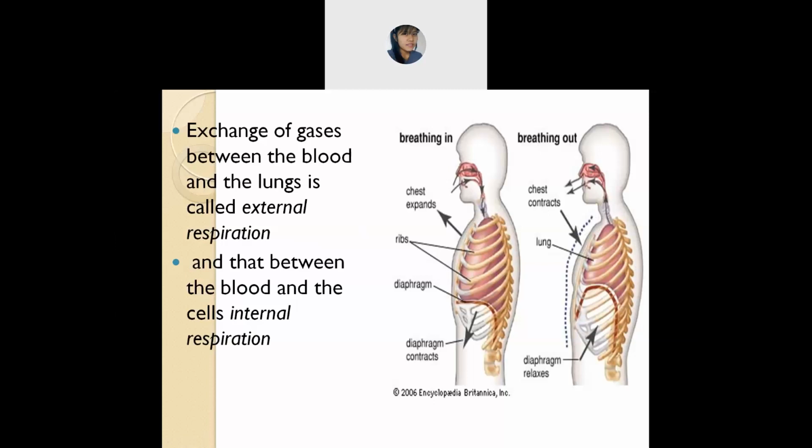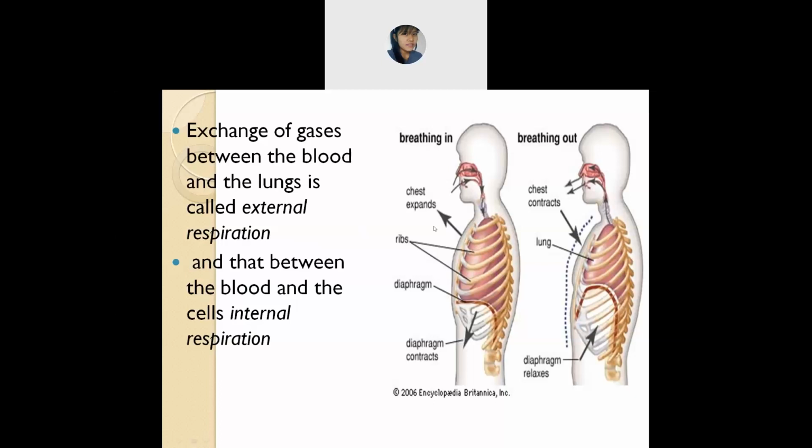और यहाँ पे क्या होगा? यहाँ पे चेस्ट कंट्रैक्ट होगा. चेस्ट कंट्रैक्ट मतलब चेस्ट जो छाती है तो वो अंदर खींचेगा, ठीक है, मतलब छोटा हो जाएगा. और ये जो डायफ्राम है, ये रिलैक्स होगा, मतलब थोड़ा आराम पाएगा इसको. ठीक है. नेक्स्ट इज इंटरनल रेस्पिरेशन.